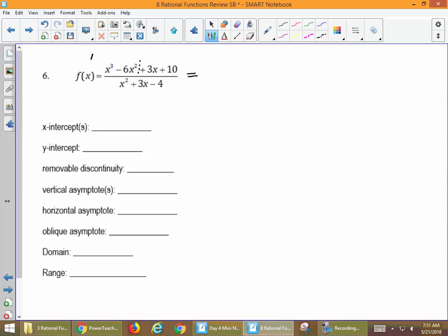X cubed minus 6x squared, I can take out an x squared. Ooh, 3x minus 10, or 3x plus 10, I can't take anything out there. If I switch things around, I don't think factoring is going to be possible in the numerator. So let's factor our denominator. 2 numbers that multiply to negative 4 and add to positive 3 are positive 4 and negative 1. All right.